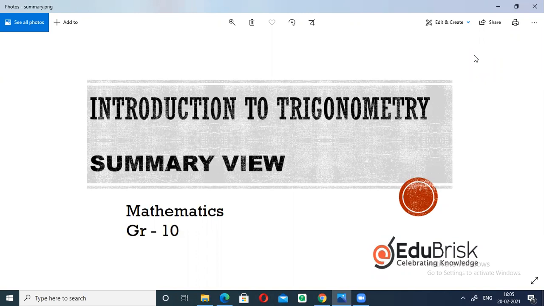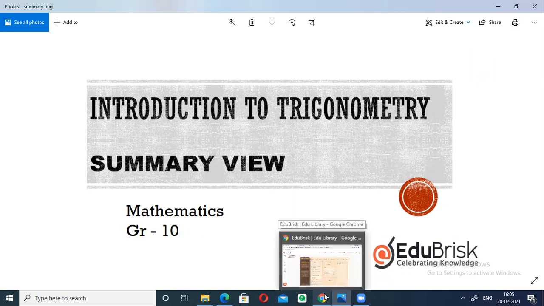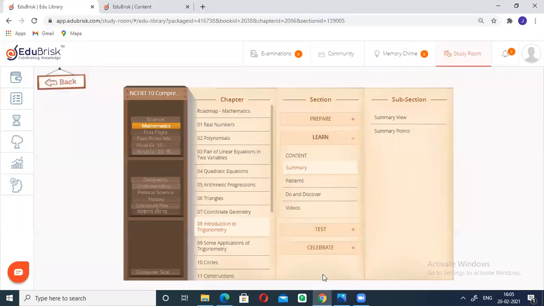Now when you revise the chapters for the examination, it is always easy to revise with the help of the summary view. You can see here on our site, for each and every chapter, we have a summary view and summary points.